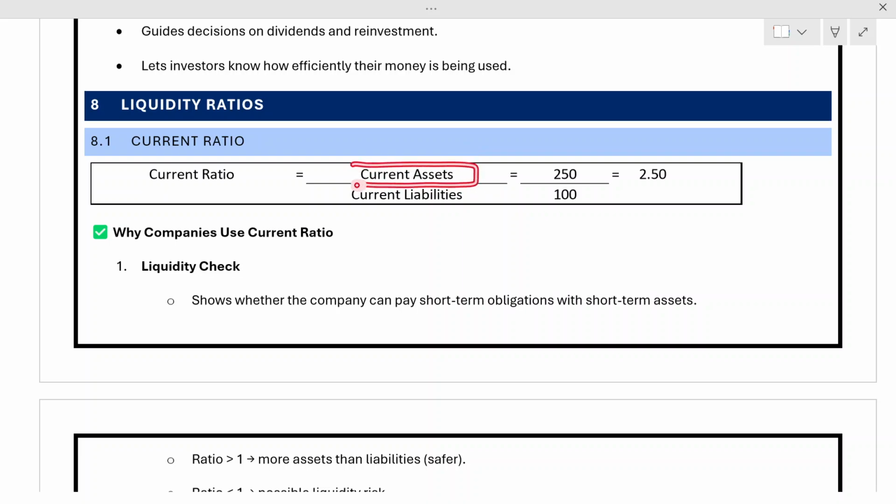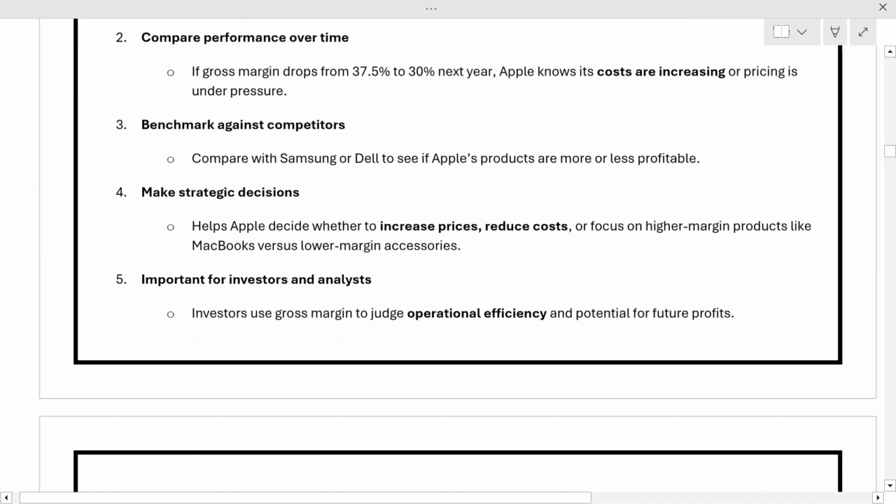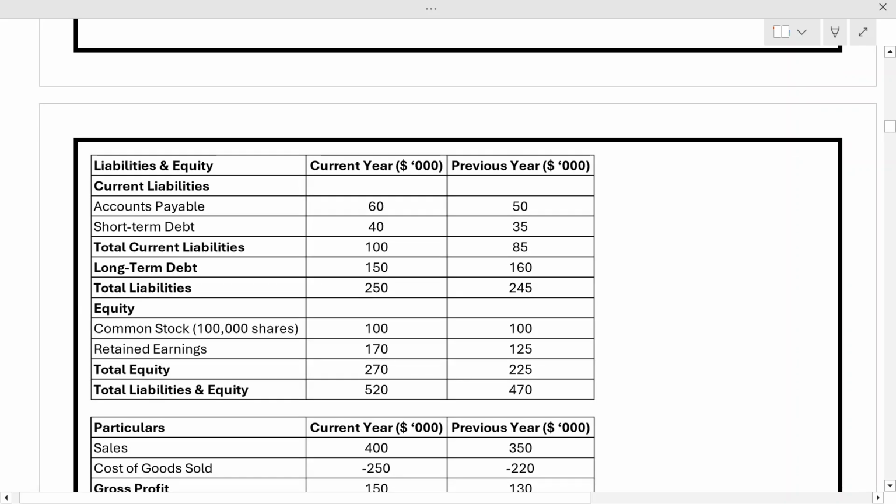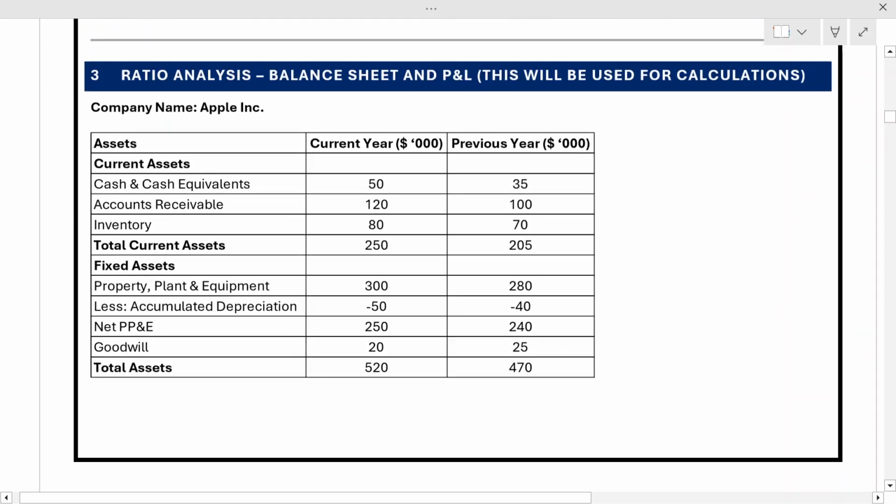Current assets are those assets which primarily get converted into cash or cash equivalents within a year, and current liabilities are those liabilities which you need to pay within a year. If we go to our balance sheet and P&L, within our balance sheet we have three current assets: cash and cash equivalents, accounts receivable, and inventory. So $250,000 is our current assets.